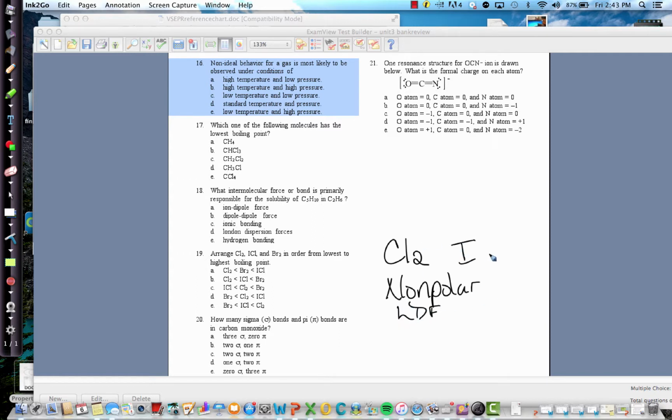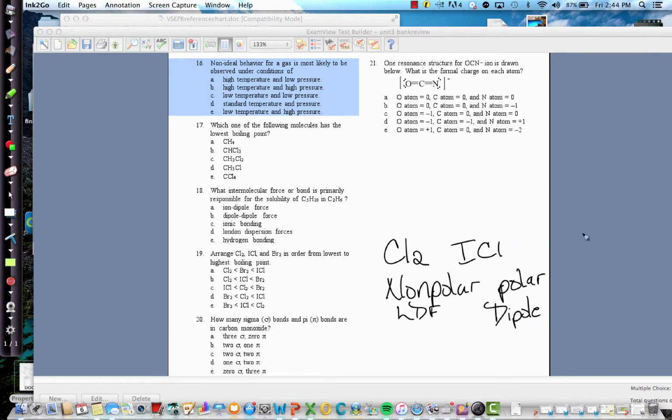And then we have ICl. I don't even need to look at the Lewis structure here. It's just two atoms, and they will have a difference in their electronegativity, which means that they're going to be polar. So because there's only two atoms, it will be polar, because there's nothing to cancel out any kind of dipole. It's not hydrogen bonding because there's no H bonded directly to an O, N, or F. So that means it's dipole-dipole.